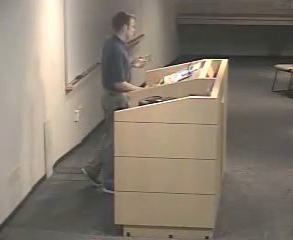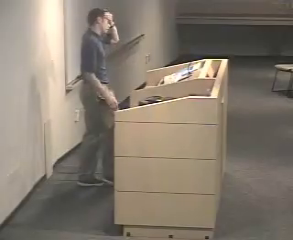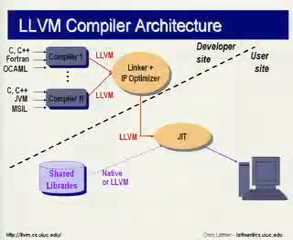The question then is, how do you execute this thing? So at the developer side, we look just like a normal compiler. You compile each source file to an O file. This happens to be an LLVM O file. You link them all together. You get an LLVM executable.